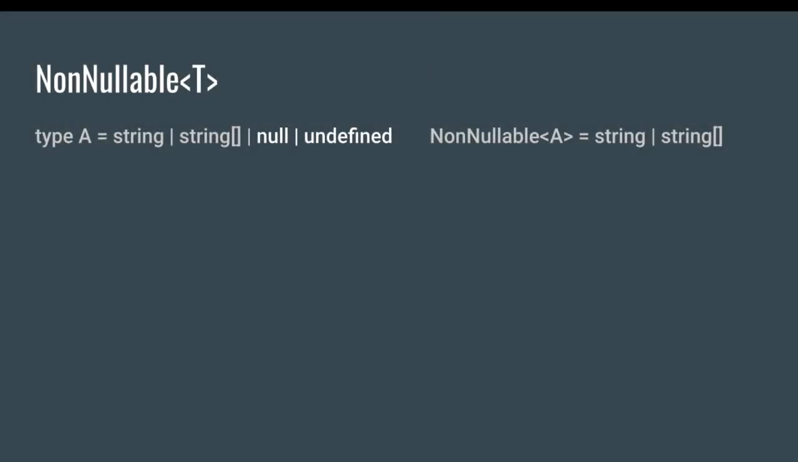Now let's talk about the non-nullable type. It takes one generic type parameter T, which should be a union type like the type A, which is a union type of string, array of strings, null, and undefined. Now I would like to create a type that is exactly as type A, but without null and undefined. For this, I apply the non-nullable type to the type A, and for the result, I get the part of A without null and undefined.